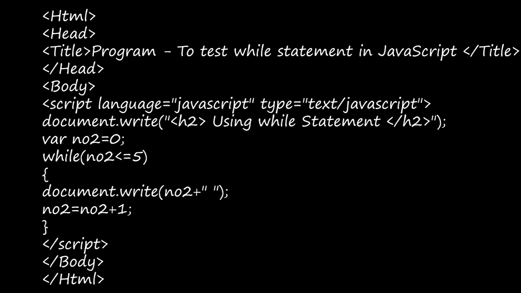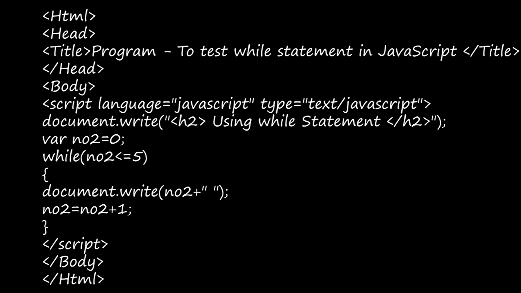Okay, the next line is document.write. Whatever you give inside this document.write line will be displayed in the output, right? Using while statement: inside the double quotes it is given as using while statement, and the h2 tag is there because we'll get it as a heading, right? It will have a bigger size than the normal font. Okay, variable no2 is equal to 0. The value is assigned as 0. no2 is a variable and the value of no2 is 0.